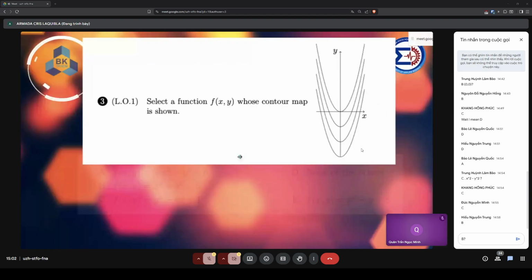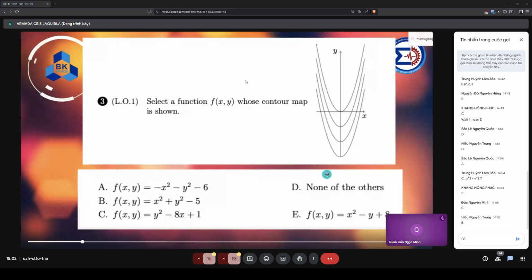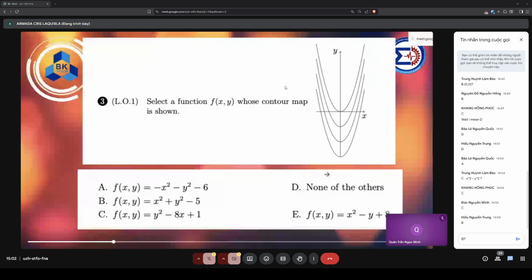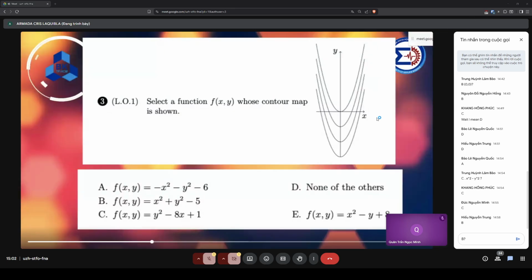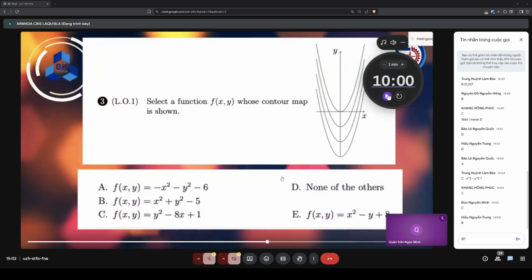Next, you have this one. Select a function f(x,y) whose contour map is shown here. And since it's 3:02 already, I can give you your 10-minute break first. You did not answer it yet, but if you can answer it, it's fine.